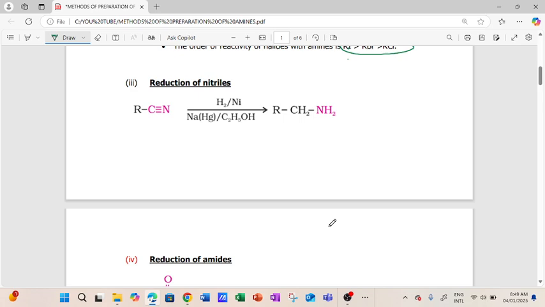Next is nitrile. Nitriles are cyanides: RCN, R C triple bond N. Reduction: H2 adding in presence of nickel, or sodium amalgam and ethanol. In presence of all these reagents, when you do reduction, the bond breaks out of the C triple bond N. Two pi bonds are breaking and hydrogen H2 is added on either side of the triple bond. So it becomes RCH2NH2. That is reduction: RCN changes to RCH2NH2.